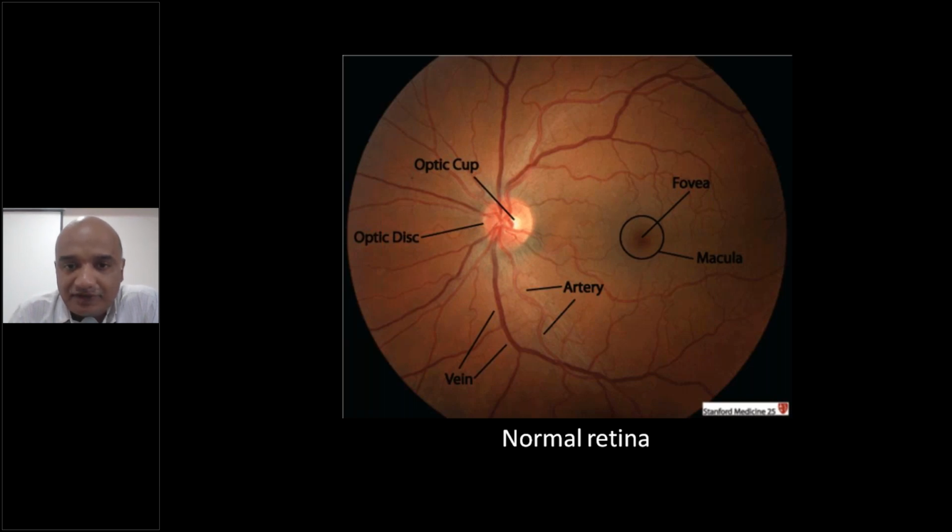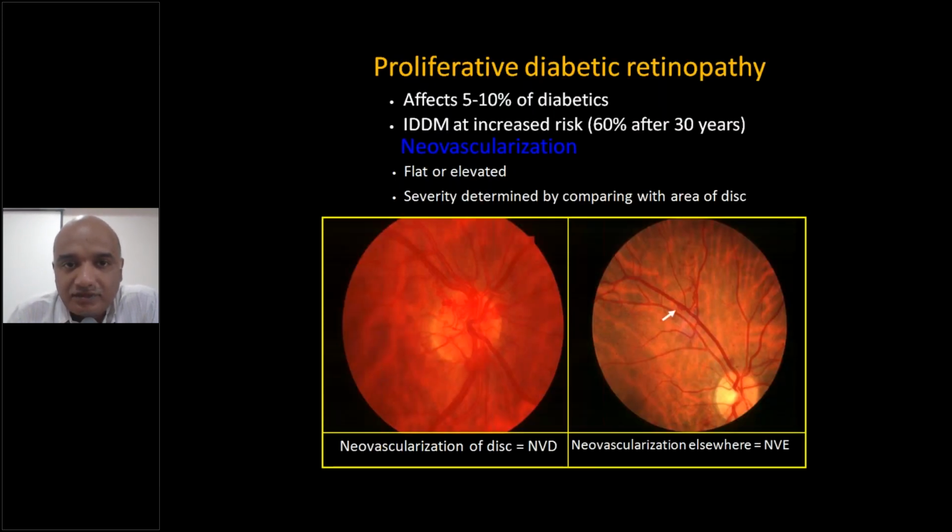Now what happens in proliferative diabetic retinopathy? It usually affects 5 to 10% of diabetics. An increased risk is present in IDDM. Why is there an increased risk? Because IDDM starts at a very early age, around the teens or around 20 years of age, and the duration is more. So the chances of proliferation are very high. 60% of the patients after 30 years of age usually develop this problem called proliferative diabetic retinopathy.